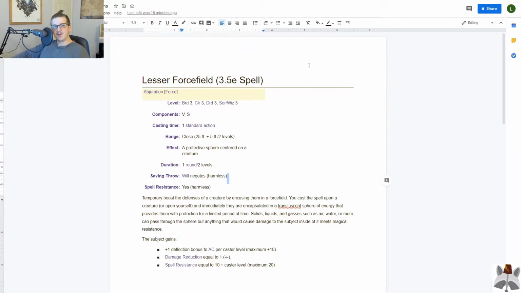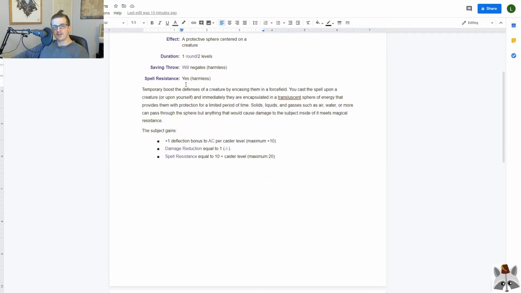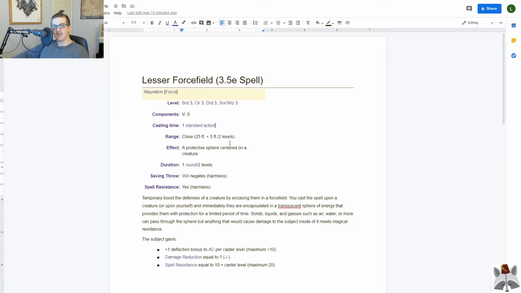So firstly, we have Lesser Force Field. It's a 3.5 spell. It is Abjuration. I literally just copy and pasted this spell from the D&D wiki for 3.5. It's a 3rd level spell, and you can tell by it saying Bard 3, Cleric 3, Druid 3, etc. Components are the same, so it's verbal, somatic.